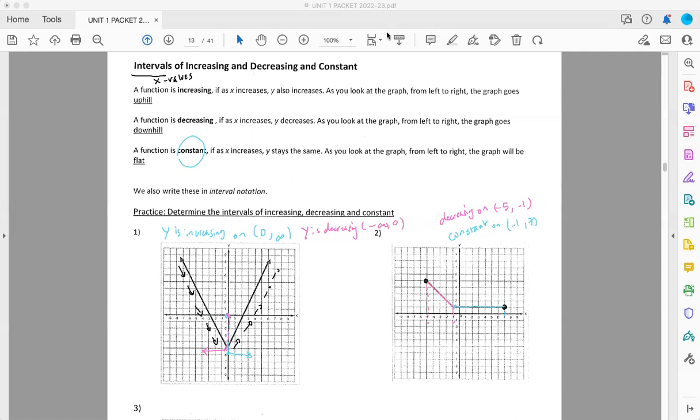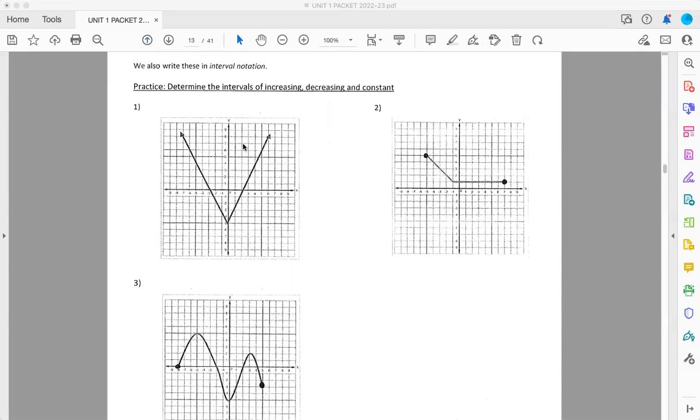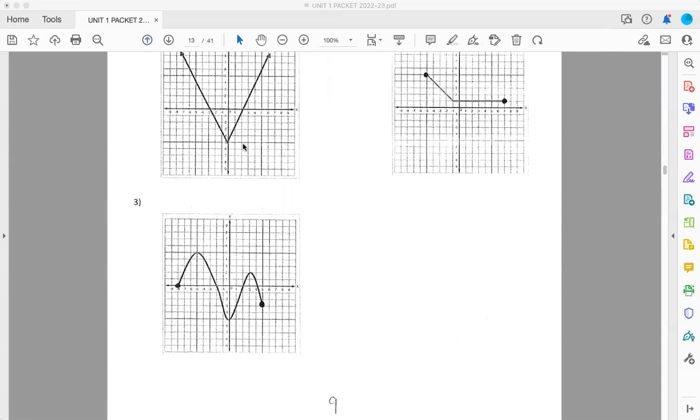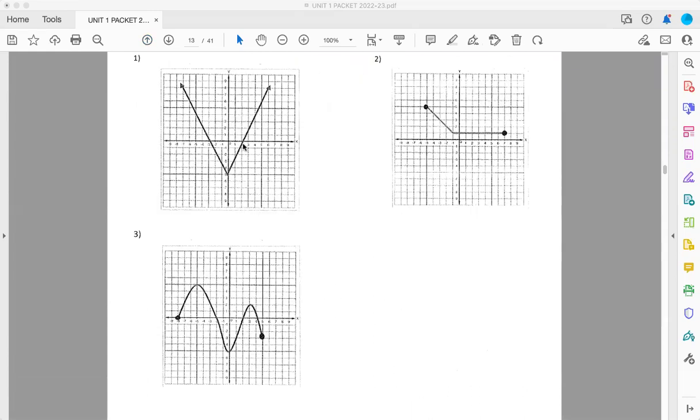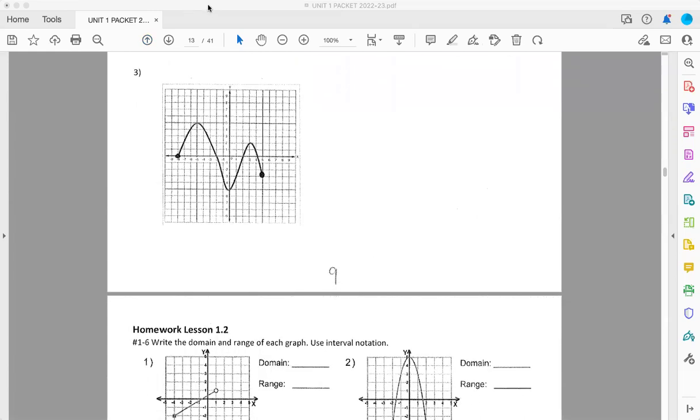I think there's one more question on this page. Yeah, so this one, increasing, decreasing. Did they ask anything else? No, just increasing, decreasing. Be careful with this one. This is tricky. I'm going to color code it. It's increasing here, and then it's increasing here.